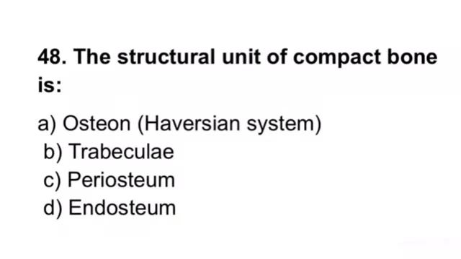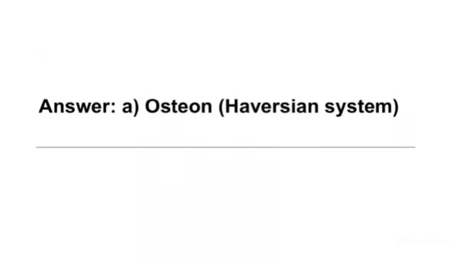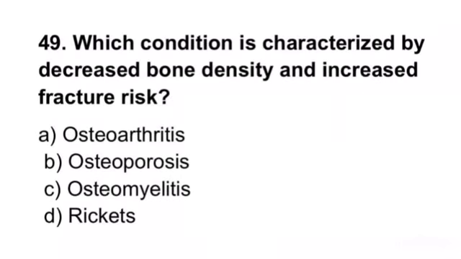48. The structural unit of compact bone is A. Osteon, Haversian system. B. Trabeculae. C. Periosteum. D. Endosteum. Answer, A. Osteon, Haversian system.